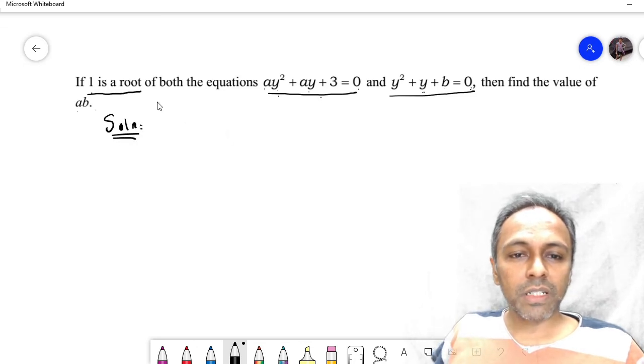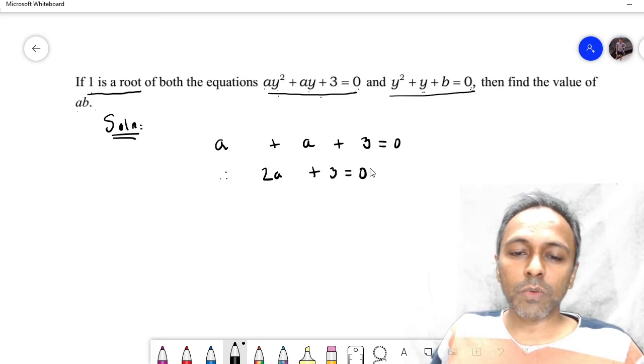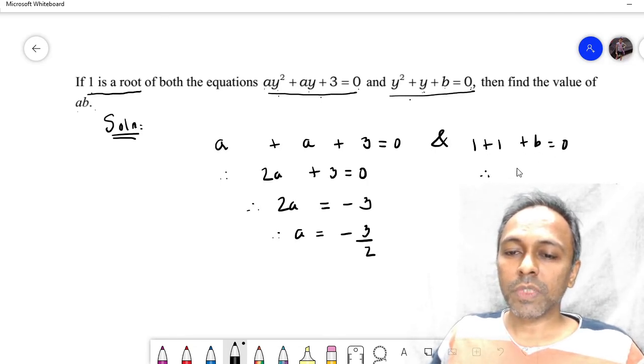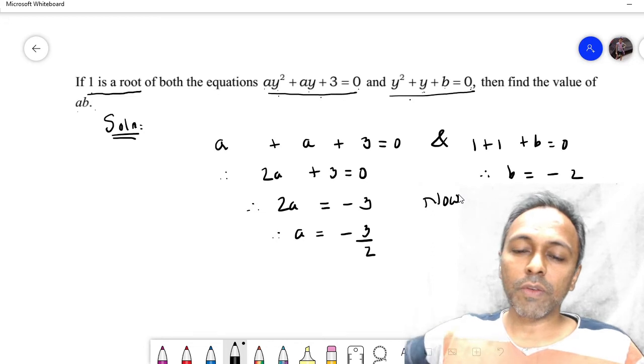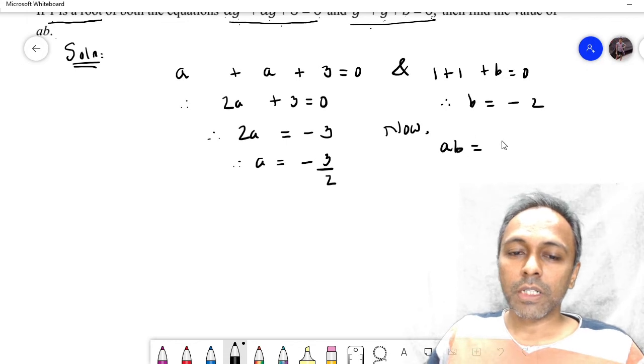As I had said, we will do this one faster. Let us substitute 1 in place of y. So a plus a, as y is 1, plus 3 equal to 0. Therefore 2a plus 3 is equal to 0. 2a is equal to minus 3. A equal to minus 3 upon 2. Let us in the other part here put 1 and 1 plus b equal to 0. So b equal to 2 will become on the other side minus 2. Now what do we want? We want ab value. So ab will be minus 3 upon 2 into minus 2, which is 3.